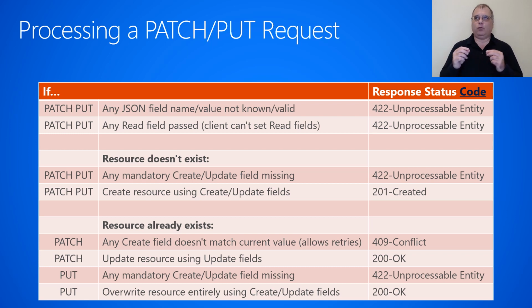So if a resource requires certain things like create and update fields, then the service has to make sure that they're passed in the put request in order for this to succeed. If all the mandatory fields are there, then the service would go and overwrite the resource entirely, right? Because that's what I said, put is a wholesale replacement. So the service would overwrite the resource that's there entirely using the new create and update fields that were passed by the client. And then the service would return a 200 OK back to the client, indicating that this resource has been put successfully up to the server.